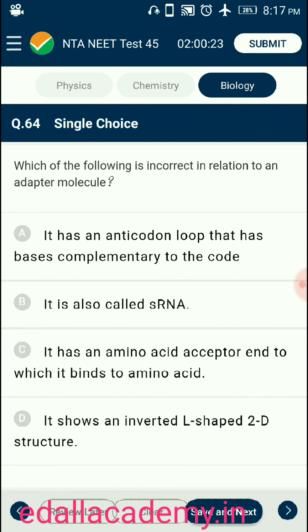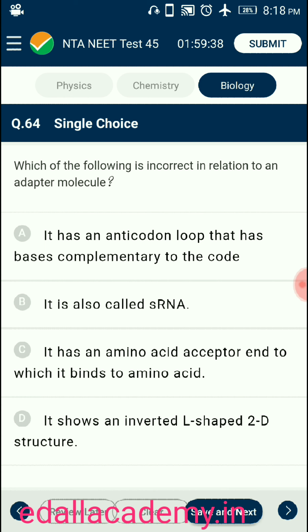Question number 64. Which of the following is incorrect in relation to an adapter molecule? tRNA has an anticodon loop which has anticodons complementary to the codons of mRNA. Due to its very small size, tRNA is also called soluble RNA. Amino acid binds to the 3' end of the tRNA. The cloverleaf model shows the basic plan of tRNA. Secondary structure of three-dimensional structure shows an inverted L-shaped configuration. There are 3 loops in tRNA.